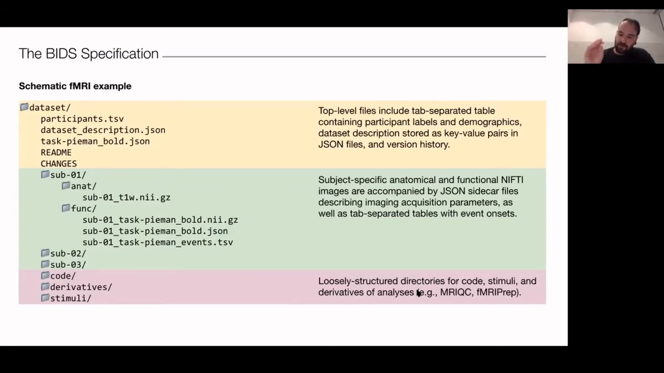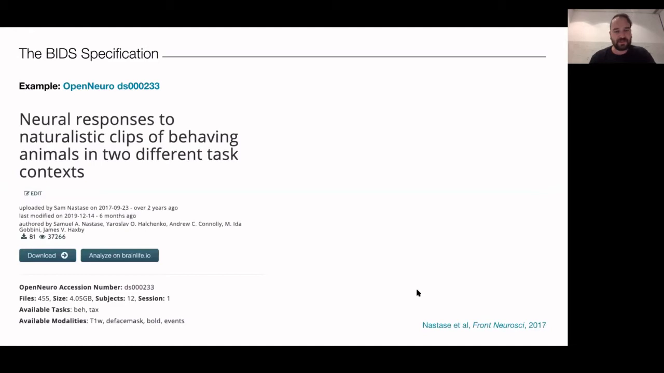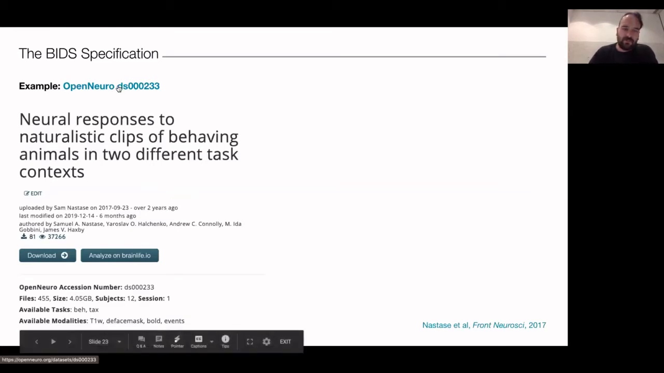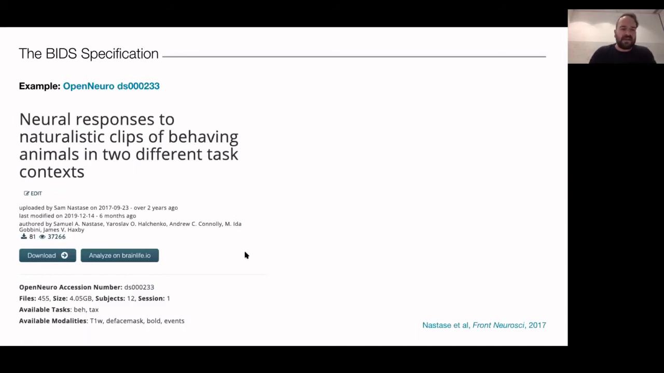Let's try a real life example here. This is OpenNeuro Dataset 000233. This is one of my shared data sets, so I'm very familiar with the structure of it. And you can click here if you want to navigate to OpenNeuro where this data set lives. This little summary here is just telling you who owns this data set, how many subjects, 12 subjects in this data set, it's about 4 gigabytes. There are two different tasks and some different types of files in here.